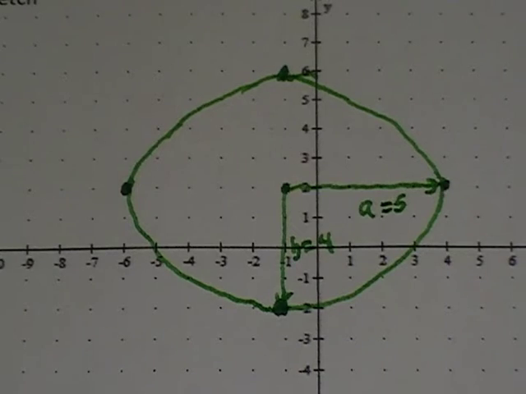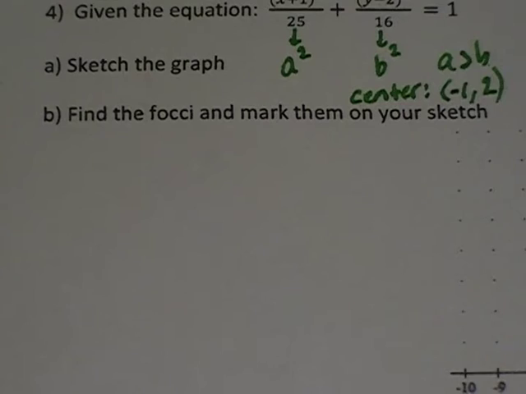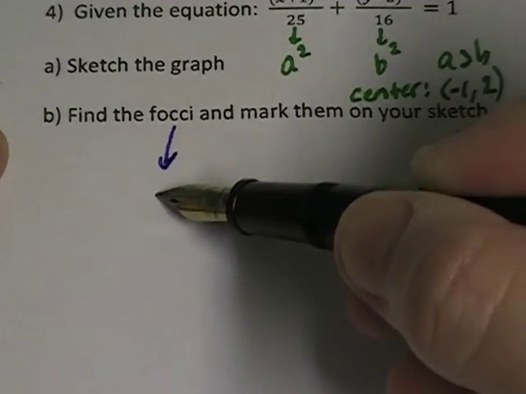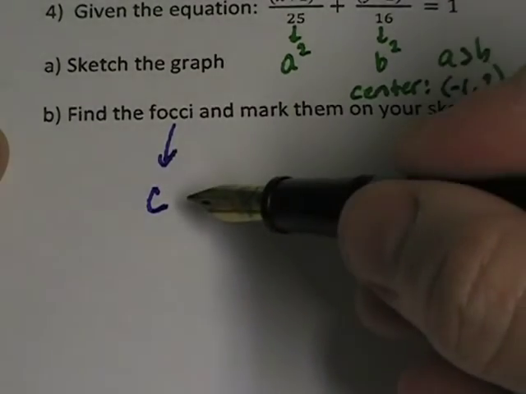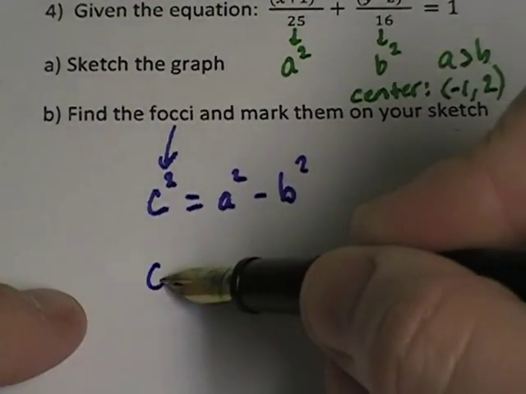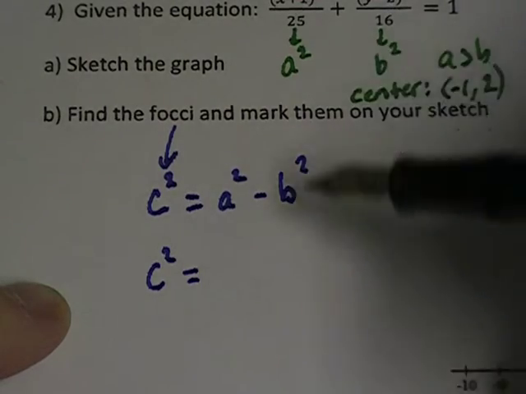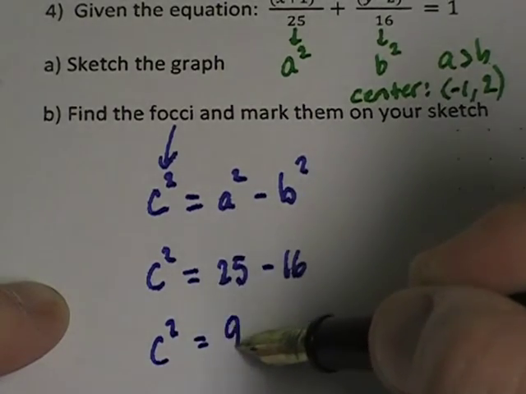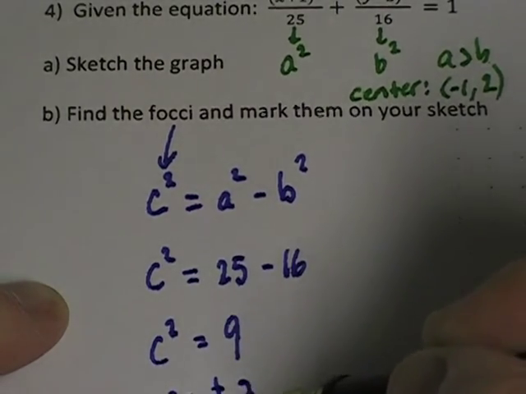So part B was to label the foci. Well, I don't know where the foci are, so I guess I have to find them. So I'm going to come back over here to my paper, to my blank spot, and we know the foci are determined by c. We're having some technical difficulties with the camera here. And we know c squared is equal to a squared minus b squared. So we knew a squared was 25 and b squared was 16, so c squared equals 9. c equals plus or minus 3.